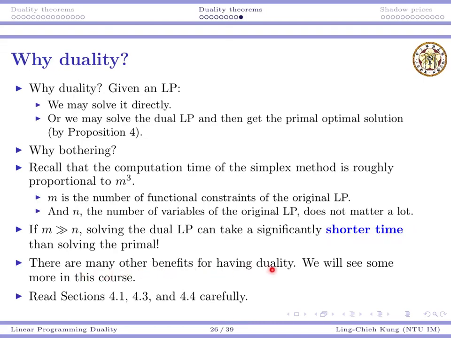There are actually many other benefits of having duality theorems. We're going to see some more in this course. So if you want to read the textbook about duality theorems and about primal dual pairs, the suggestion here is to read sections 6.1, 6.4, and 6.3. Okay, these three sections contain some more examples and some more descriptions about duality. Maybe from a different perspective, but reading them definitely helps.